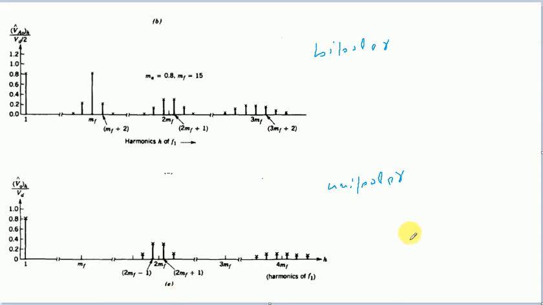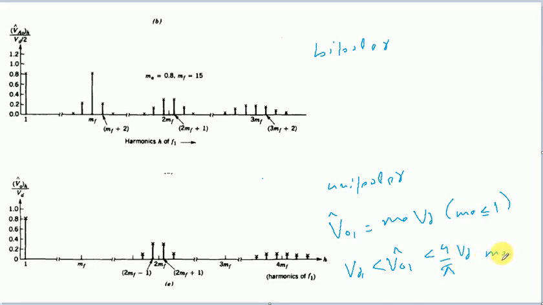The rest of the characteristics of this circuit are also the same. The same equations that we had for the previous circuit are also applicable here. It is equal to MA times VD when MA is less than or equal to 1. Also, if we increase the value of MA greater than 1, then the same equations are applicable that we had for the bipolar voltage switching scheme.